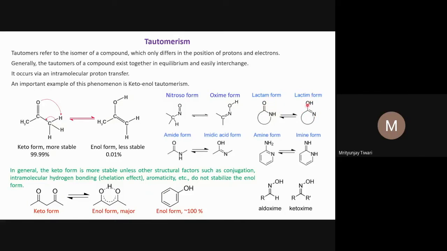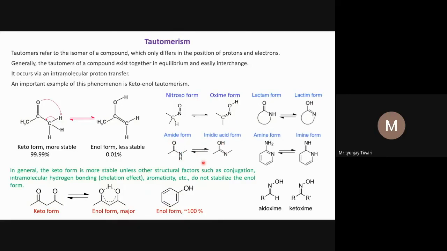These are not very important for you. I am just showing it to have a better understanding of tautomerism. You should only focus up to here, the keto and enol form. But if such things are given, you should be able to identify what kind of isomerism is there. So if you see this kind of a structural difference, you can say that it is tautomerism.